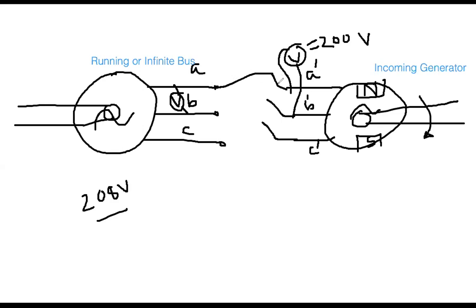So can you guess what will happen? Will there be any current flow if it is 208 volt on this side and 200 volt on this side? So definitely current will flow, right? If you see, this is one point and this is another point, and you connected, on this side you have 208 volt and on this side 200 volt. So what is the condition of current flowing? From higher voltage to lower voltage, so current will start flowing in this direction.